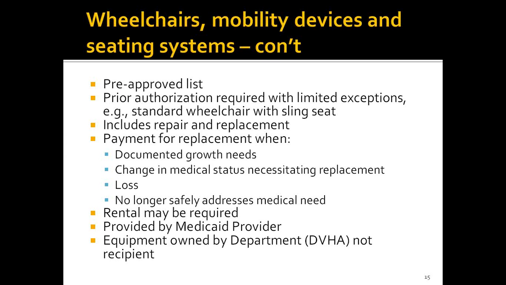I think one of the myths about Medicaid is that there's a limit that you can only get one chair a year or one device, but actually there is no prohibition along those lines. Rather, a chair or other mobility device could be replaced if there are documented growth needs, for example with a child, if there's a change in the individual's medical status which would necessitate replacement, if there's loss, or if the chair or device no longer safely addresses medical need. Looking at the questions, the question online is, can you have a backup chair? And the answer to that is no.